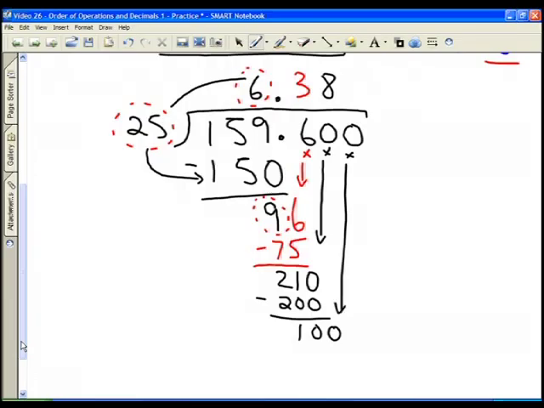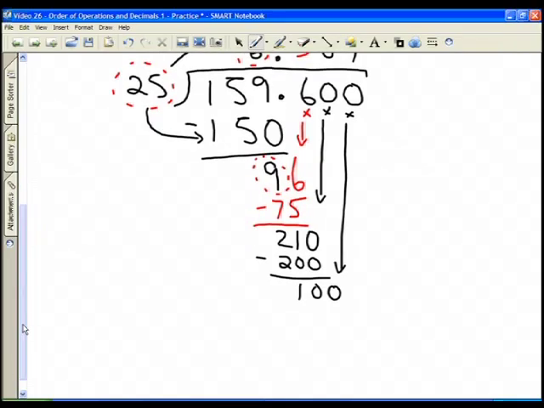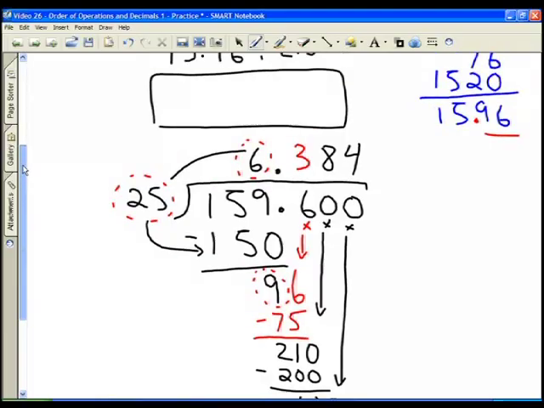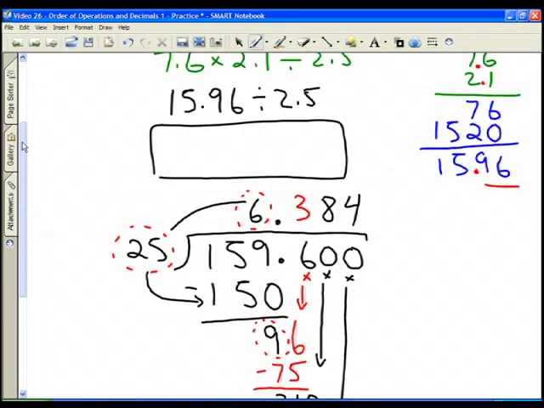to give me 100. And now 100 divided by 25, or how many times does 25 go into 100? And that is 4. 4 times 25 is 100. I write my result down below, and then I subtract. And you can see that I'm done because I now have a 0 remainder. So the answer to this problem is 6.384.